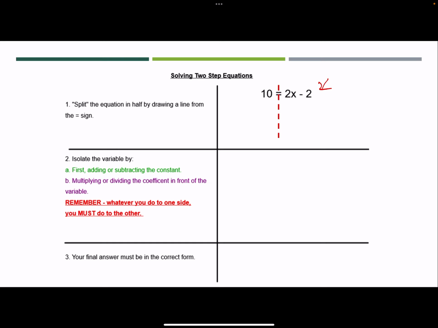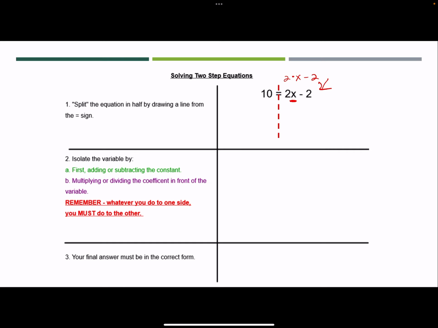So we're going to split the equation in half, just like we did with the one-step equation, at that equal sign. Now, when we get the variable by itself, let me look at the variable. Here's the x. What am I doing to the x over on that right side? It's 2x minus 2. This means 2 times x, and then I'm subtracting 2. So I'm multiplying and I'm subtracting.